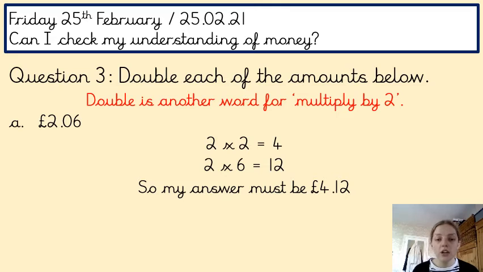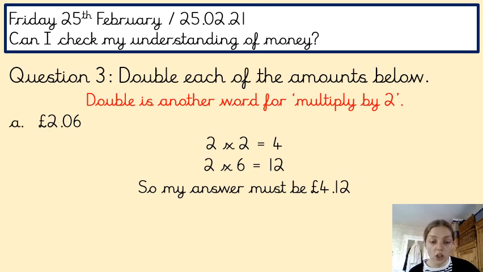For question 3, you need to double each of the amounts below. So double is another word for multiply or times by 2. So A says £2.06. I would times the £2 by 2 because I'm doubling, so that makes it 4. And then times my 6p by 2, which is 12. So therefore my answer must be £4.12. Okay, if you want to do it like I have, where I've broken it down, that's fine. If you would rather do it by column method, do it by column method, okay?